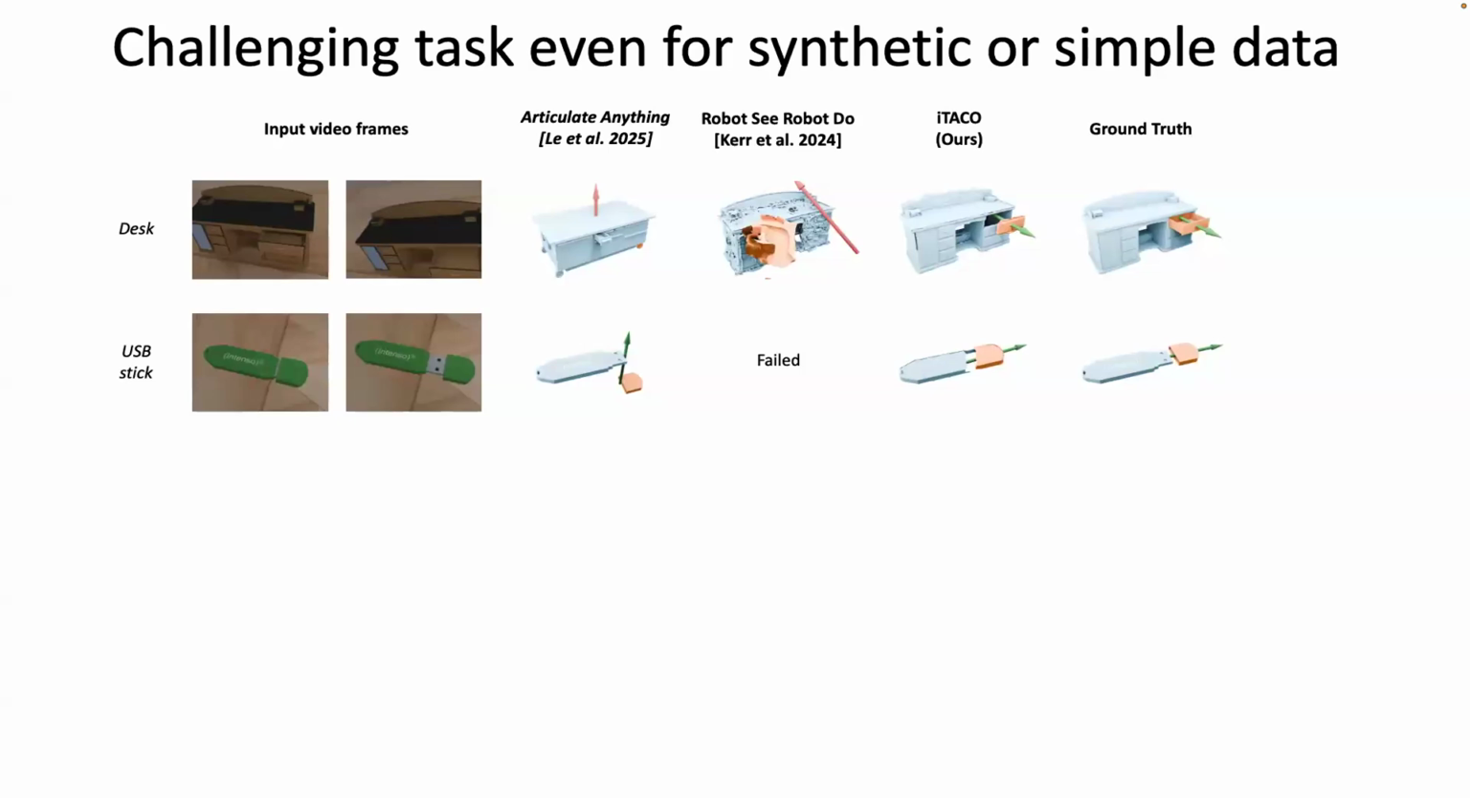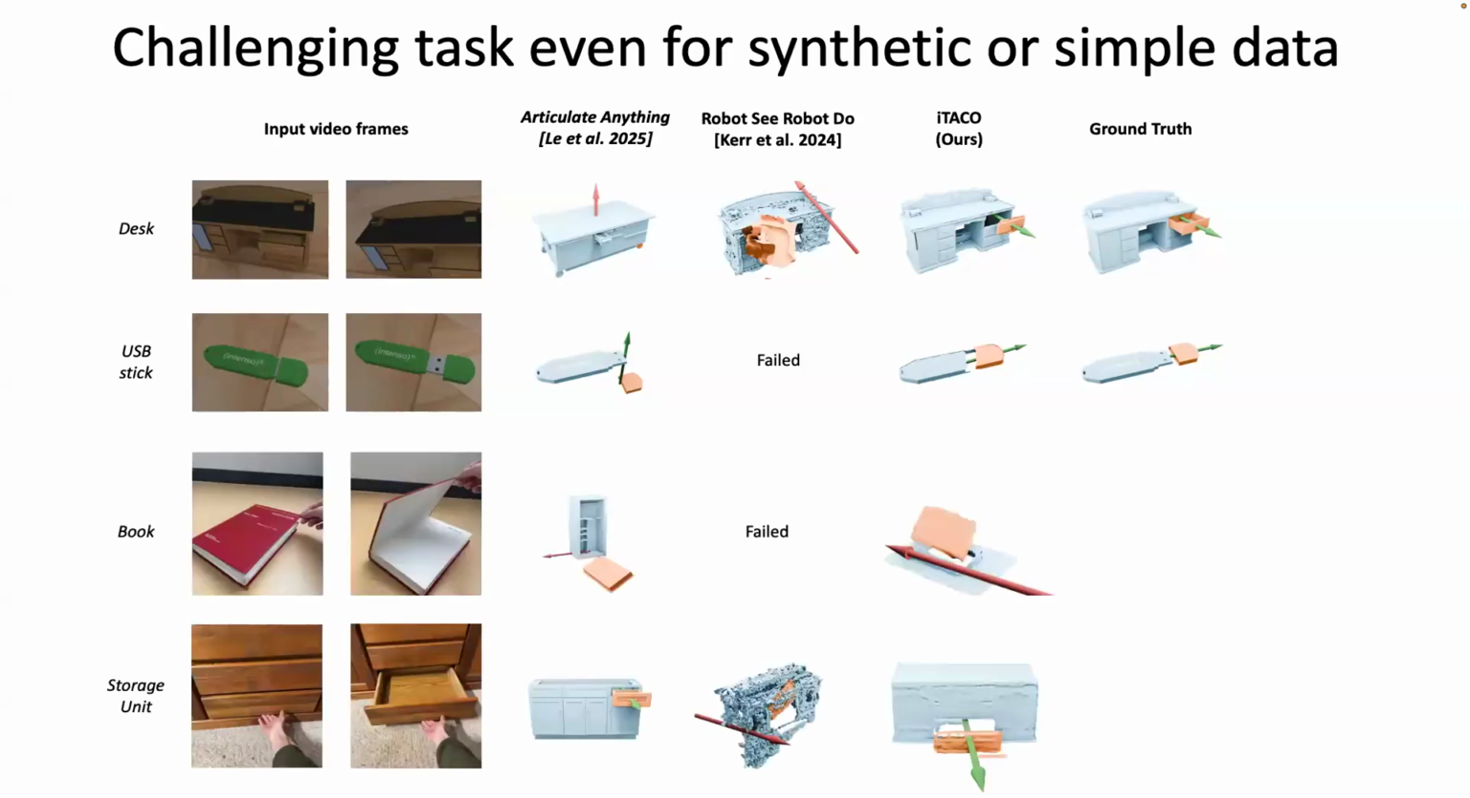And again, very quickly, just some results. Synthetic data results here, very simple objects, desks, USB sticks, and so forth. But at the time, the state of the art was quite hard to get anything reasonable out of it. And with real data, even worse. So even simple objects like books or just a single drawer on a cabinet unit, extremely hard to get the complete geometry and reliable articulation parameters.